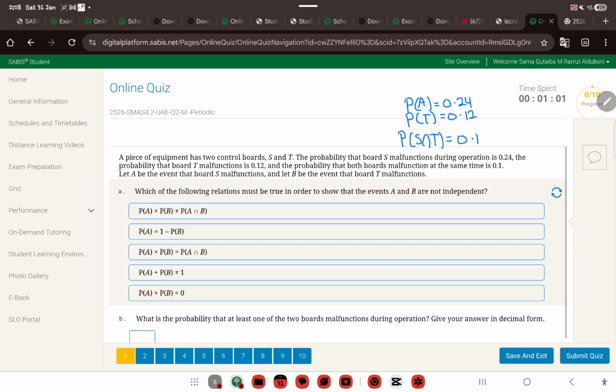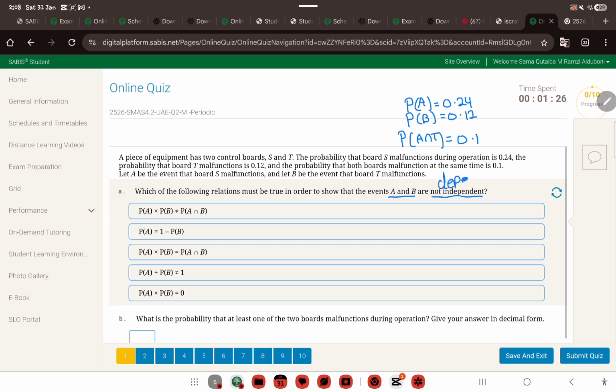And let B be the event that board T malfunctions. So we can do A intersection B. So what does the question ask? Which of the following relations must be true in order to show that the events A and B are not independent, meaning that they're dependent?